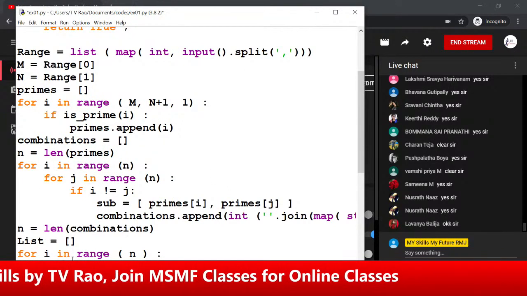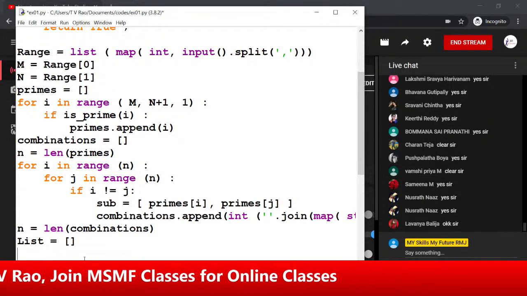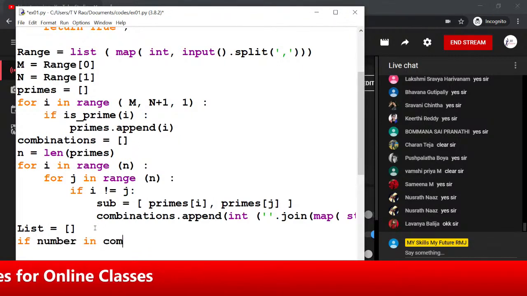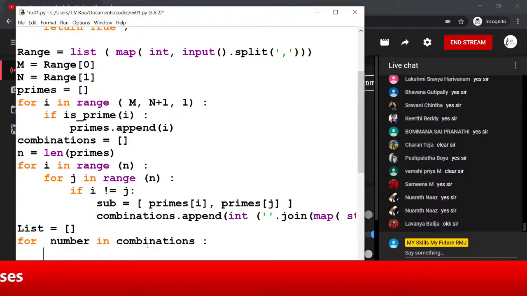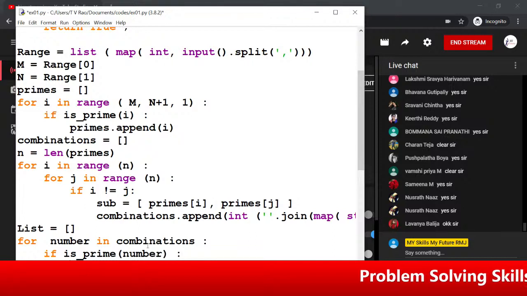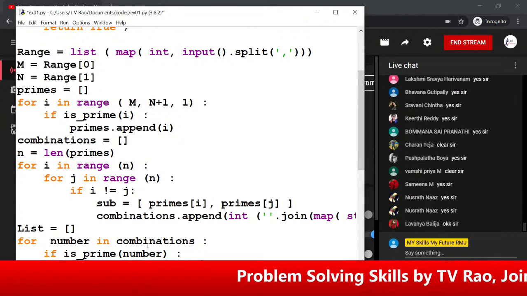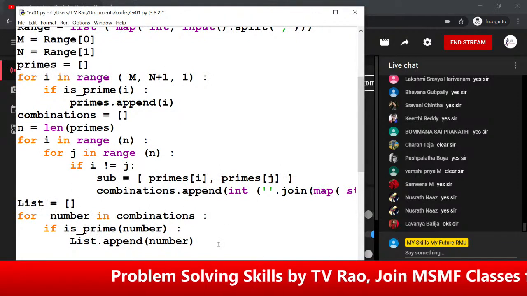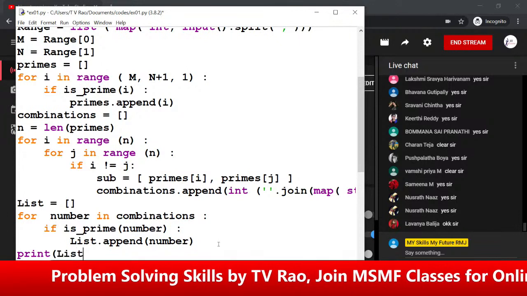or we can do one more thing. For number in combinations, okay, if number is prime, then append that number to the list. So this is how you find out primes out of all the combinations. Okay, now print the list. You get primes of the combination.